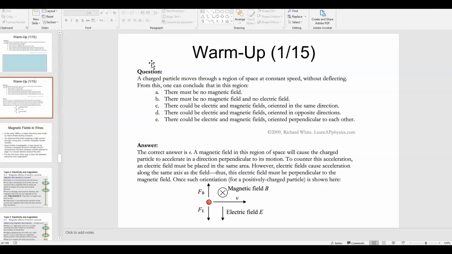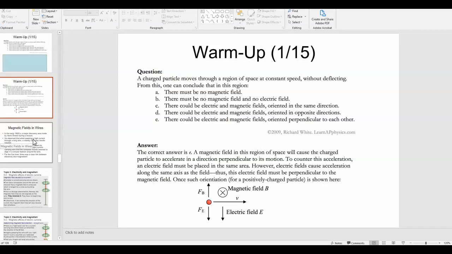If you want the forces acting in opposite directions to each other, then you actually need the electric and magnetic fields at a 90-degree angle to each other. And if you look at the picture down here and the explanation they provide, hopefully that also helps make more sense.